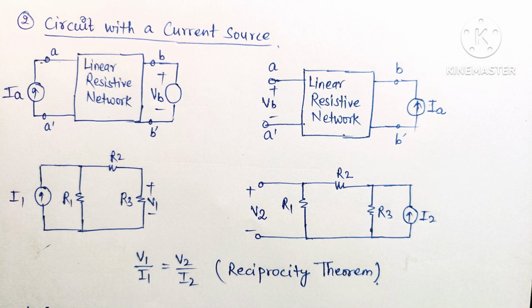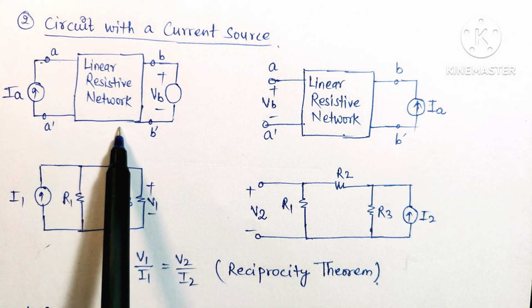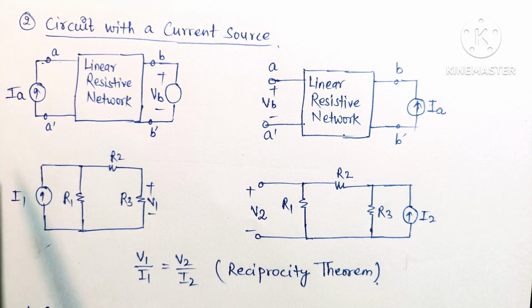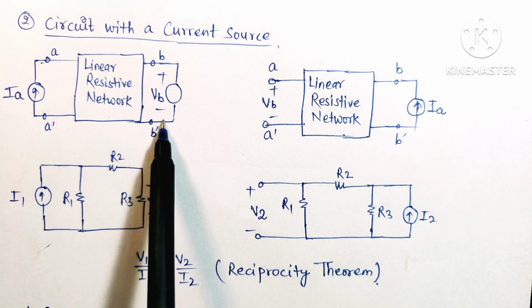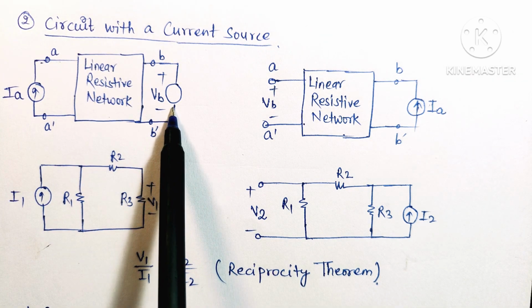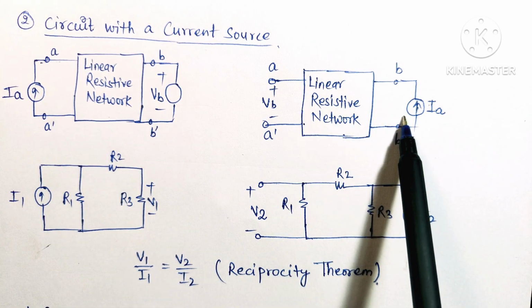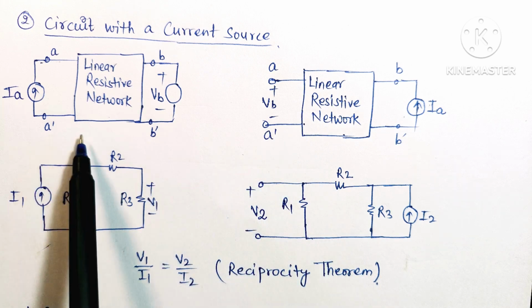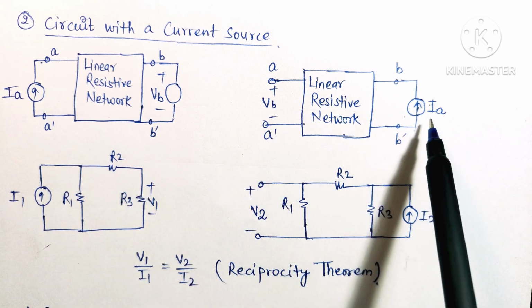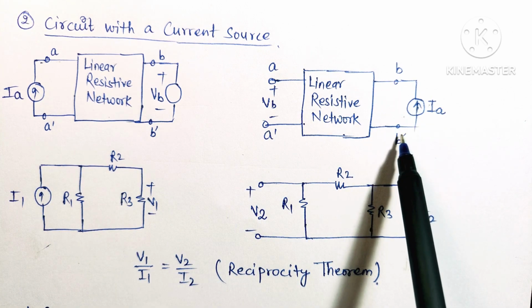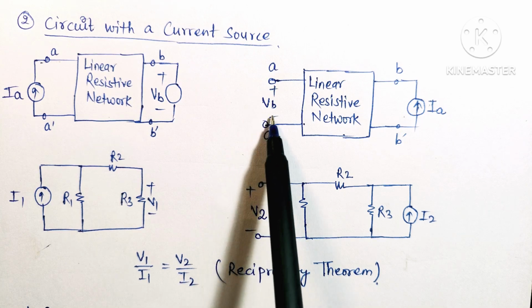Now if a current source is applied in a circuit, then here we can see that this is a linear resistive network and IA current source is applied at the input and its output response is VB. Then if we replace this voltage source by this current source, its response will be the same as the response was here. So here if IA is applied at this output, then its response at the input will be equal to VB.